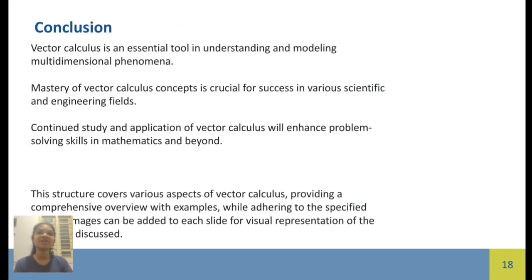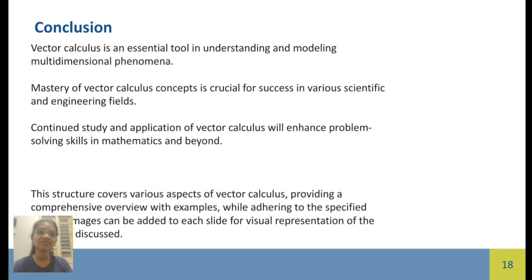Conclusion. Vector calculus is an essential tool in understanding and modeling multidimensional phenomena. Mastery of vector calculus concepts is crucial for success in various scientific and engineering fields. Continued study and application of vector calculus will enhance problem solving skills in mathematics and beyond.